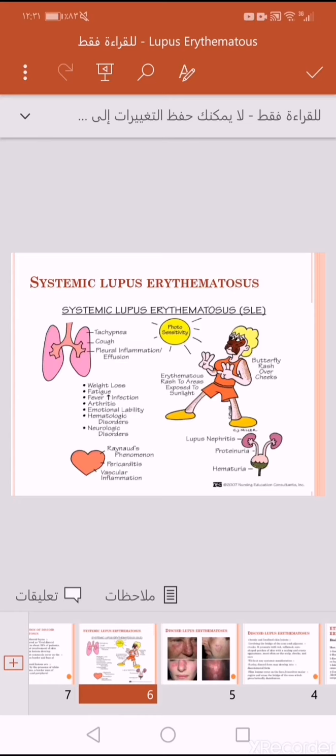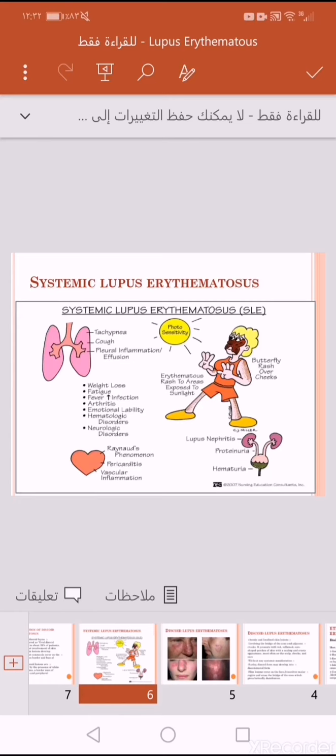While systemic lupus erythematosus can affect multiple organs of the body, the skin will appear as photosensitive skin with a butterfly appearance, in the areas exposed to sunlight such as the arms, legs, and back. So there is an erythematous rash in the area exposed to sunlight.